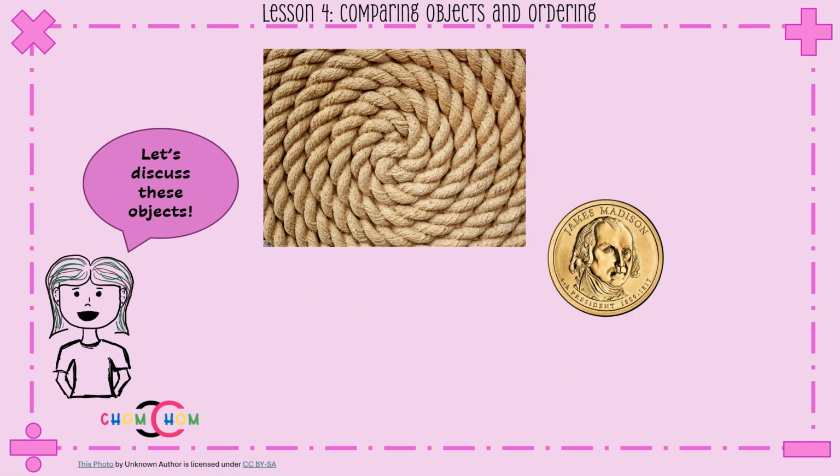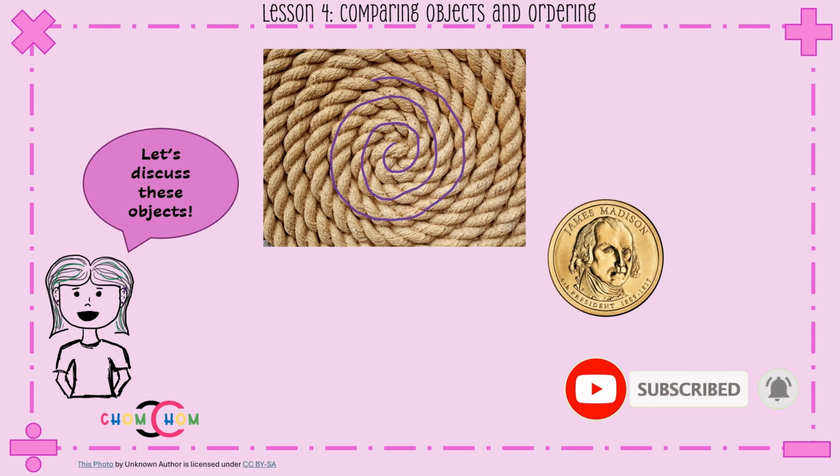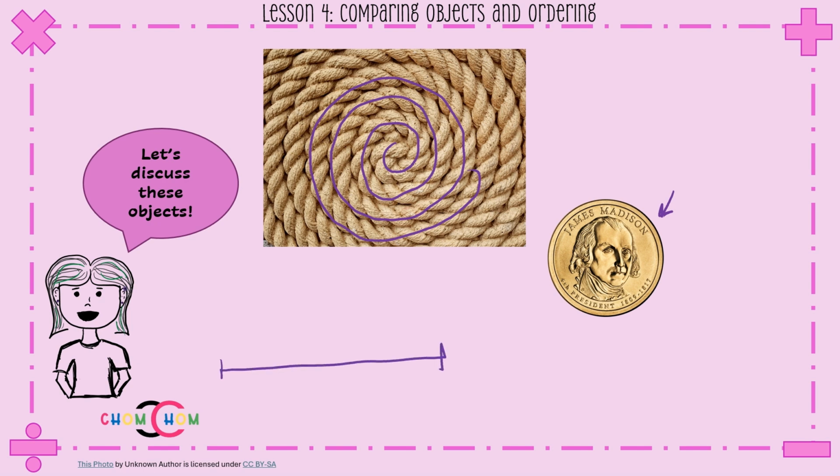Now, let's compare which one is longer. This spool of rope, where the rope extends out, or this coin. Which one do you think is longer in length? So length would just be the measure along the object. Would it be this, or would it be this? The rope would be longer.